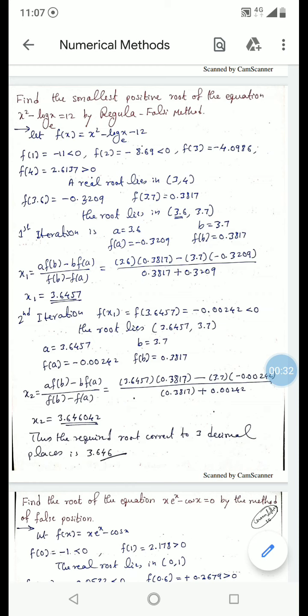So let us put x equal to 1, so f of 1 is equal to minus 11. Put x equal to 2, f of 2 is equal to minus 8.69. Put x equal to 3, f of 3 is equal to minus 4.0986. Put x equal to 4, f of 4 is equal to 2.6137. So here f of 3 we get the negative point, and f of 4 we get the positive point. Therefore the approximate root lies in between 3 and 4.